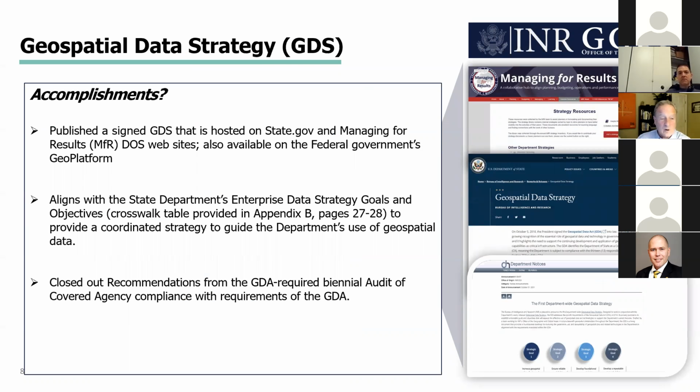So what have we accomplished? Bottom line, we have published a signed strategy that we have hosted on State Department and the Geo platform sites. We have worked very carefully to align this strategy with a variety of different strategic goals of the State Department and be consistent with how other agencies are approaching their geospatial data strategies under guidance from the Federal Geographic Data Committee. And thank goodness we closed out the recommendations from the audit of the Inspector General.